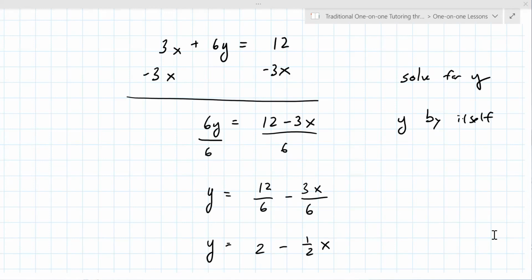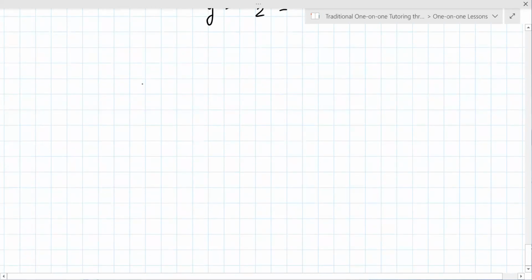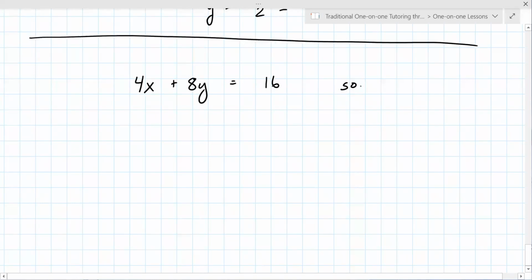All right, so let's try another one here. Let's say I give you an equation like this: 4x plus 8y equals 16. Could you try solving this for y? Yes. Okay, give that a try, please.